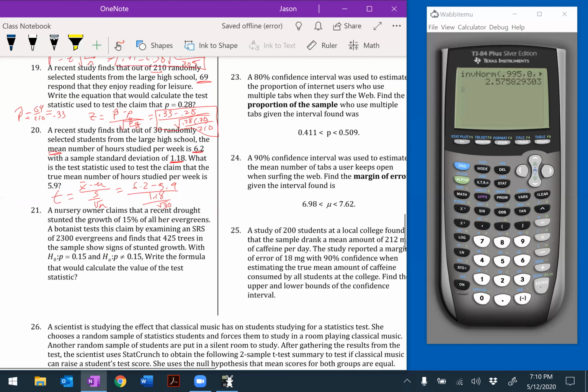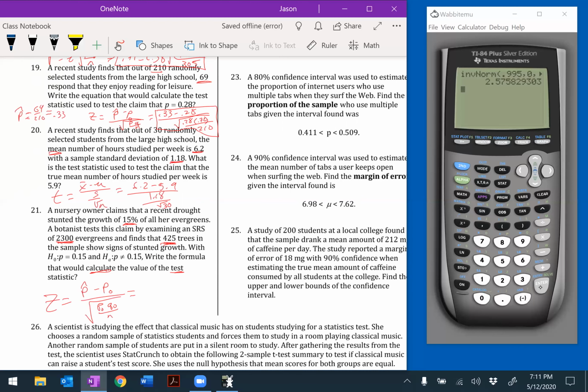Okay, 21. A nursery owner claims that a recent drought stunted the growth of 15% of all of her evergreens. The botanist tests the claim by examining a simple random sample of 2,300 evergreens and finds 25% of the trees. Write a formula that would calculate the value of the test statistic. So we're running the hypothesis test here. It's on proportions. So we know that for proportions, it's the Z statistic. Once again, this is going to be P hat minus P naught all over the square root of P naught Q naught over N.